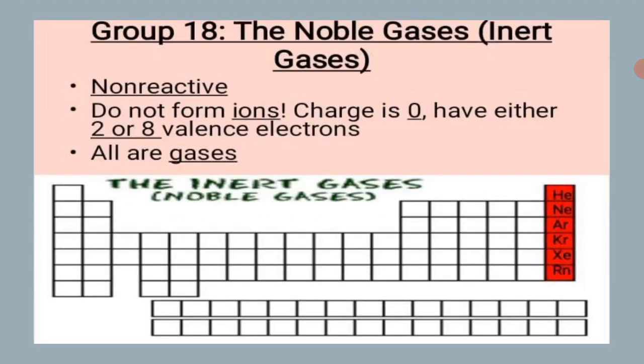When we come to noble gases, they are also called inert gases. They are non-reactive, they do not form ions, their charge is 0, they have either 2 or 8 valence electrons, and all of them are gaseous. They have very low electronegativity, they have no color, odor or flavor, and they have high ionization energy.